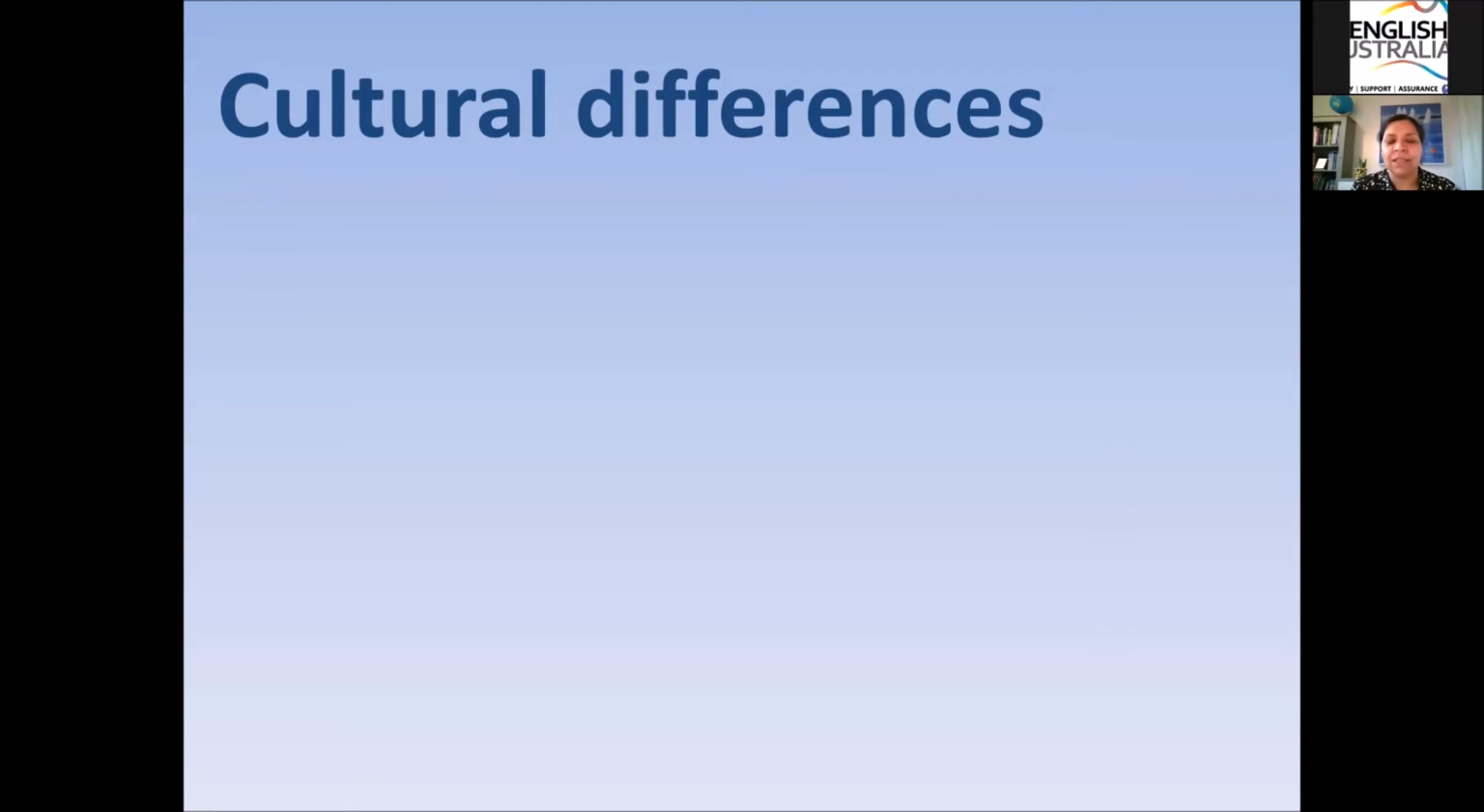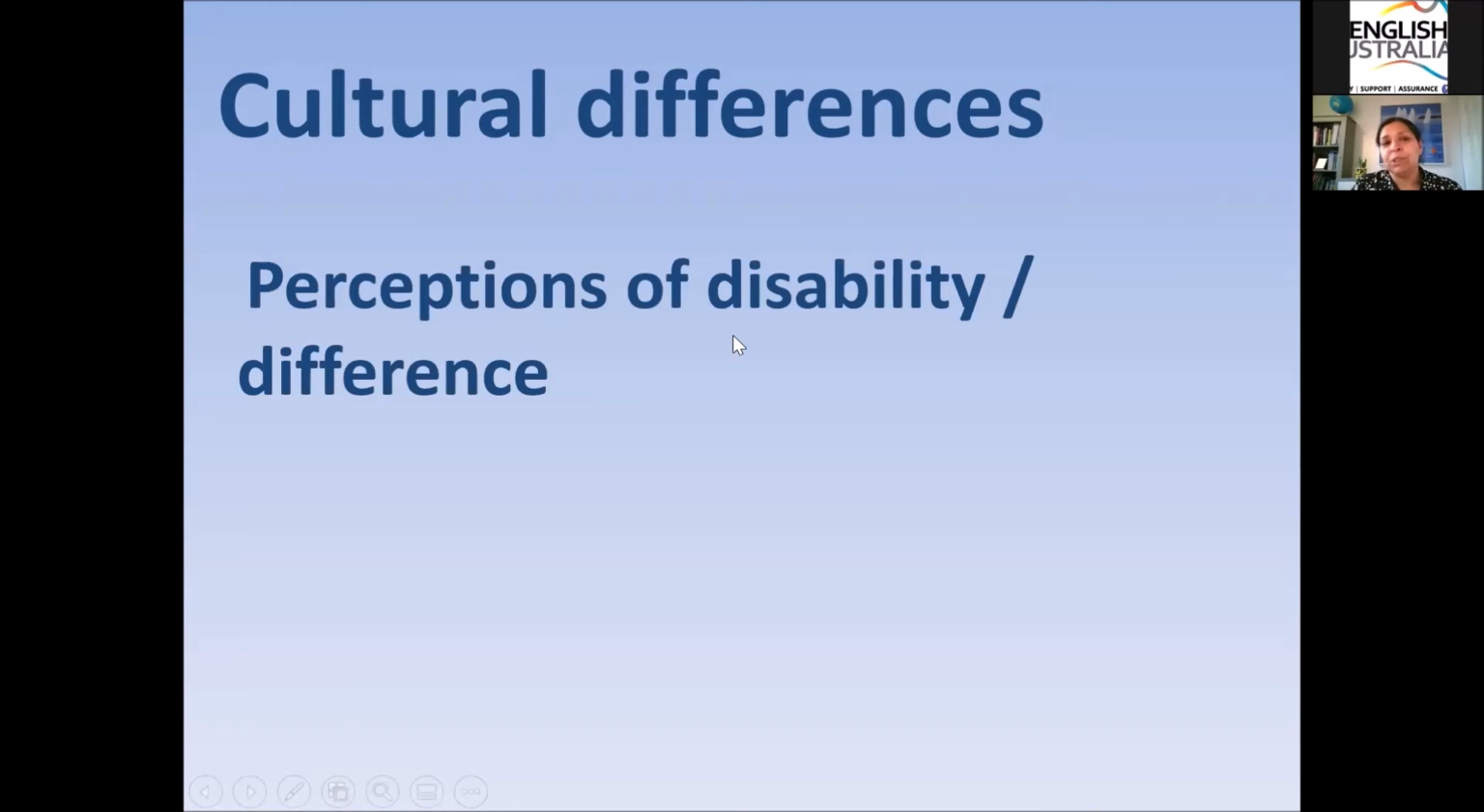And that's a real shame, because if we can help, especially younger learners, from an early stage, then it helps them throughout their lives to become better learners. But it is perceptions of disability and difference that can be a problem. Again, not just with younger learners, but adults too.